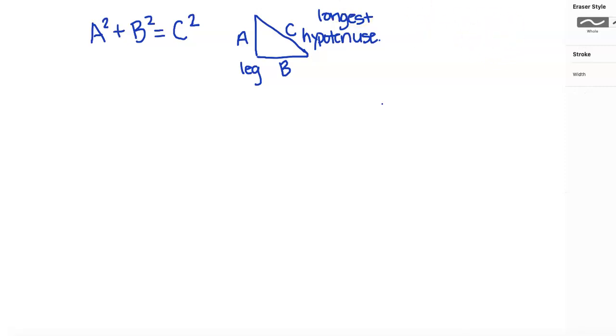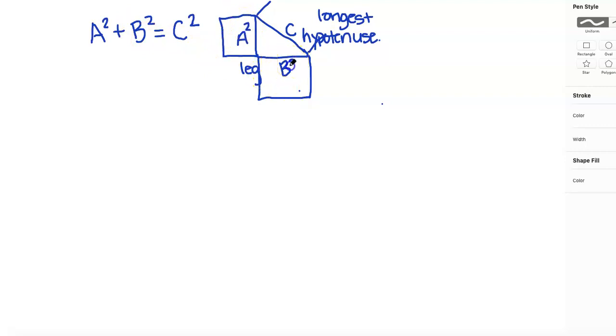So, erase that real quick. All right. What this formula says is that if I take this side and make a square of it, and I take this side and make a square of it, it will equal this side when I make a square of it. Okay? So that's where your a squared, your b squared, and your c squared come in. So let's do an example.